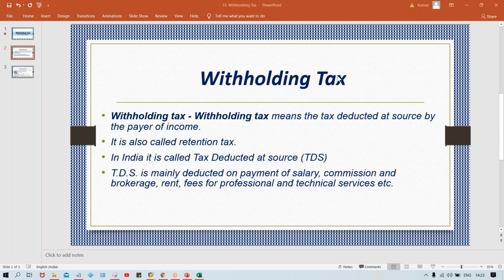Here is a simple overall explanation I'm going to give about this withholding tax, and then I'll show you how the configuration is going to happen. So withholding tax means what? Look here, withholding tax means the tax is deducted at source by the payer of income. It is also called retention tax because a certain portion is going to be retained by the payer of income.